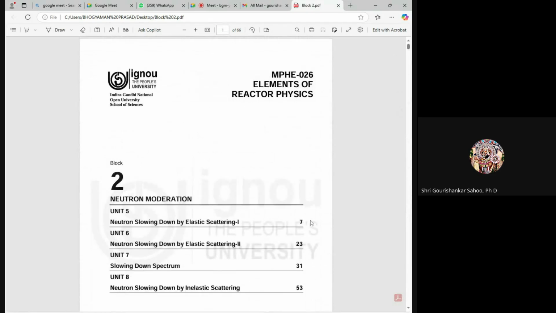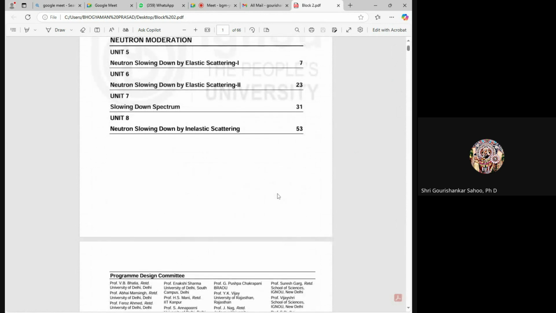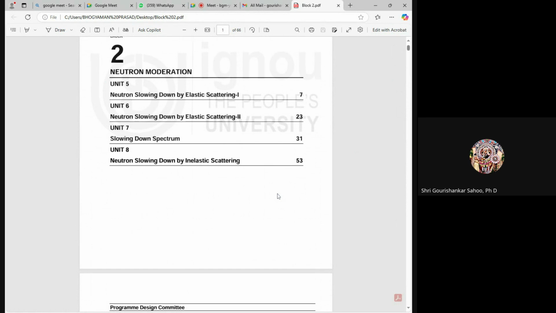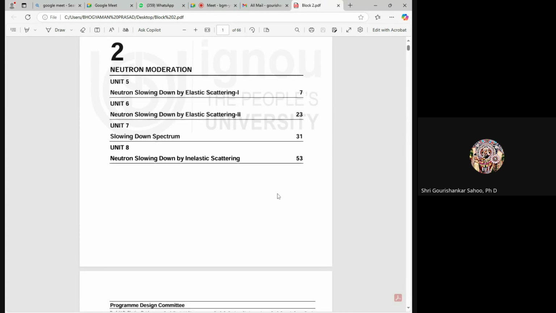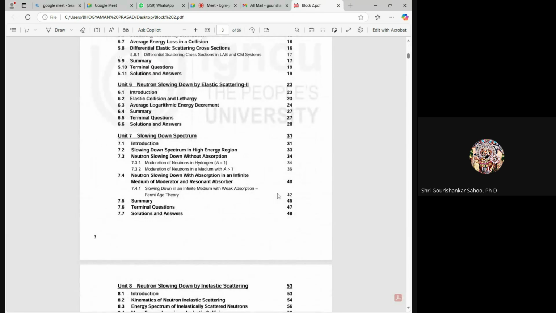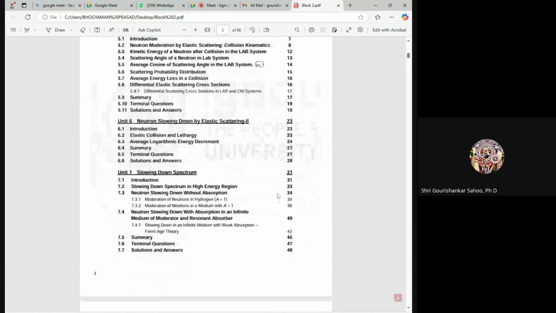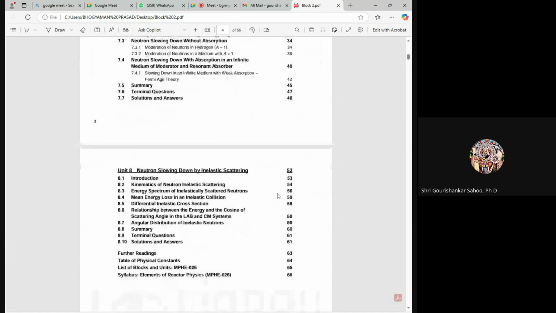Am I audible? Today we have discussed neutrons slowing down by elastic scattering. One, neutrons slowing down by elastic scattering. The second part, the slowing down spectrum, and neutron slowing down by inelastic scattering. Okay. Thank you.